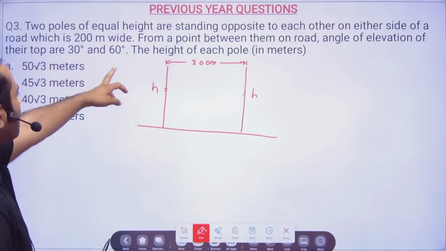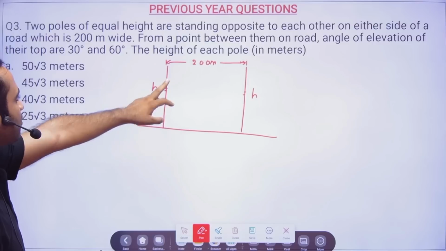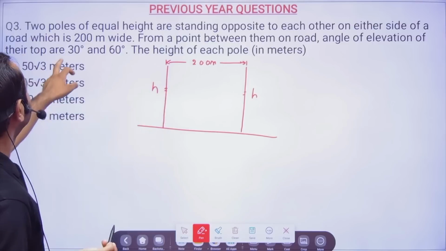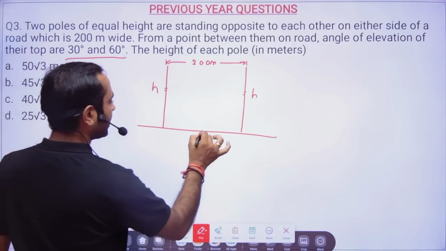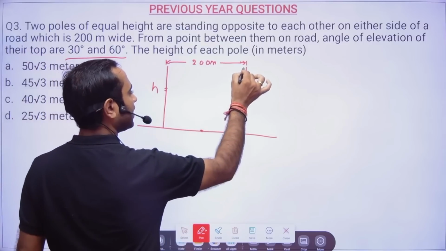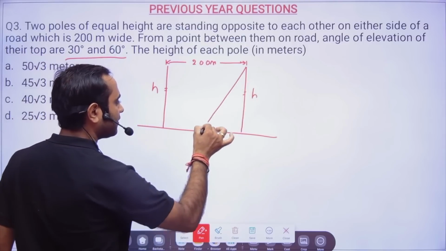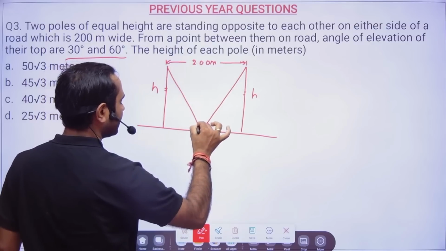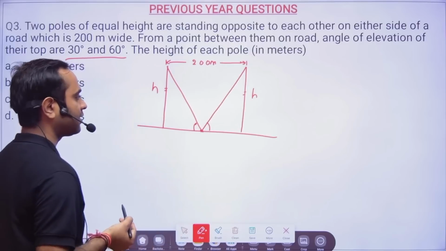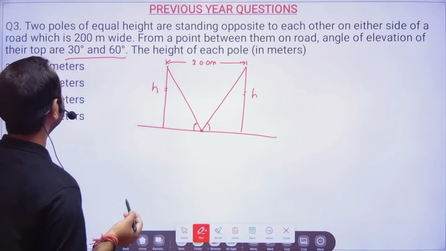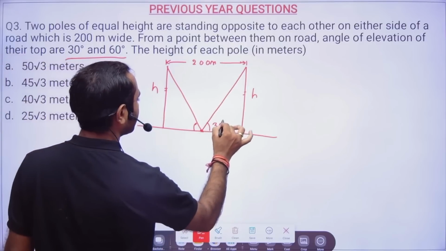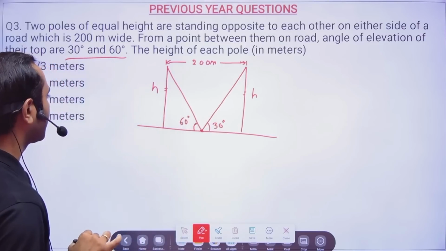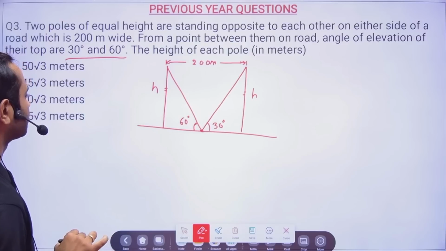Okay, from a point between them on the road, the angles of elevation to their tops are 30 degree and 60 degree. So you take a point here and then the angle of elevation here, and take a point here, and then the angle of elevation is nothing but 30 degree at one place and 60 degree at the other, right? Okay, so I hope this is also clear.